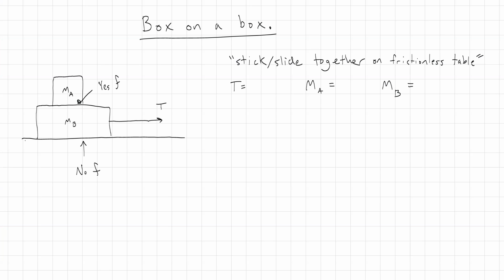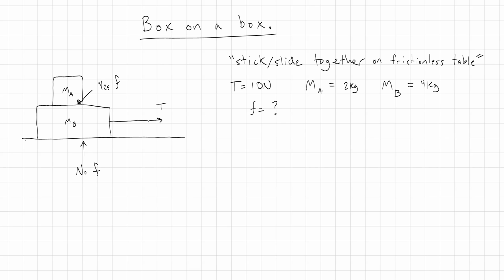Okay, I'm going to give you some numbers for this one. Let's say the problem told you that the tension was, I don't know, how about 10 newtons? And the mass of the first block is 2 kilograms, and the mass of the second block is 4 kilograms. What we're going to be trying to figure out is the force of friction that is between the two blocks. Okay, so to do that, I'm going to draw a free body diagram.